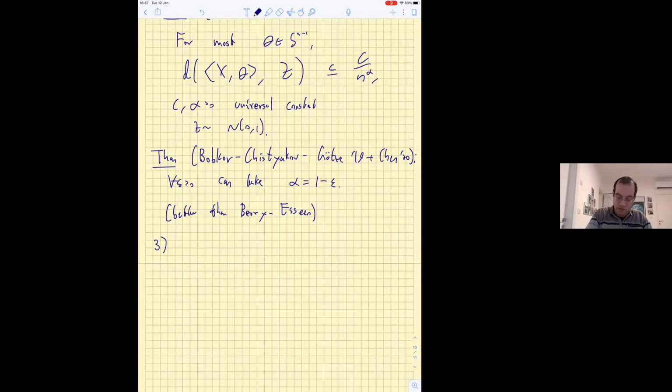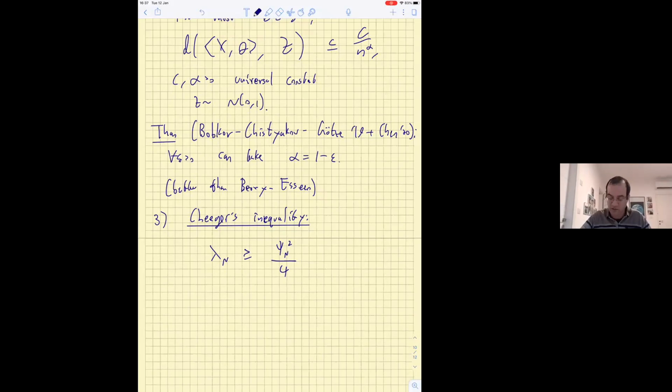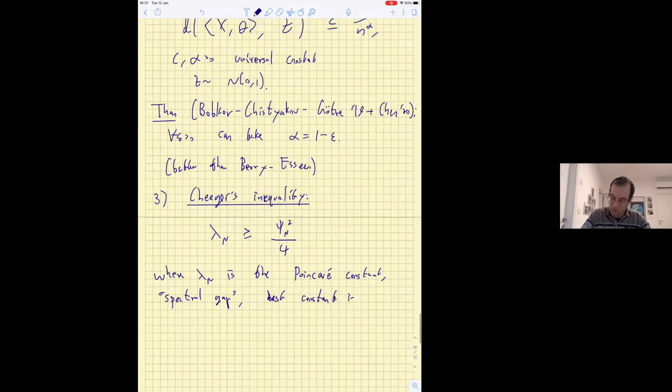A third application is Cheeger's inequality. Okay, I guess that many people know that. I think it was mentioned in lectures yesterday. So lambda mu is at least psi mu squared over 4. Okay, this is all true without any convexity assumption. It's a general inequality, where lambda mu is the Poincare constant, the spectral gap. So it's the best constant in the Poincare inequality.